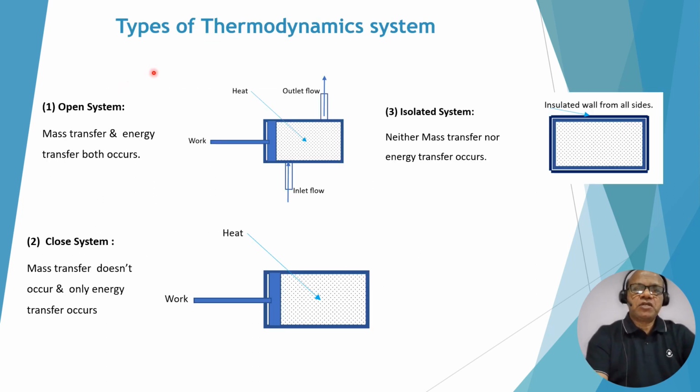Now the types of thermodynamic system. An open system is one where there is a flow of mass in and out, as well as energy transfer. In a closed system, there is no flow of mass but only energy transfer. In an isolated system, neither mass transfer nor energy transfer occurs.